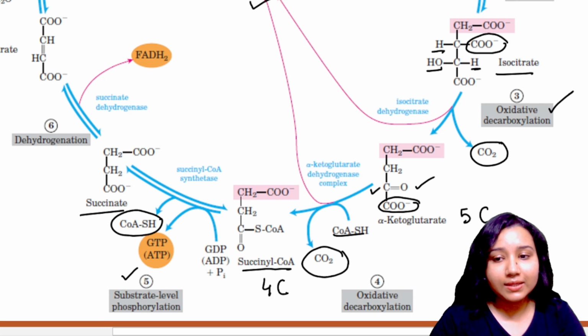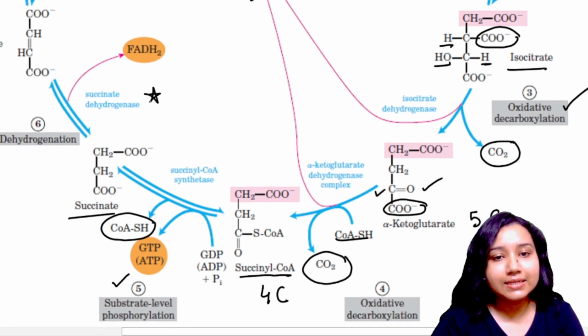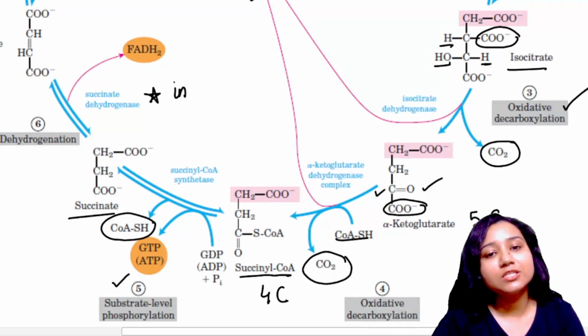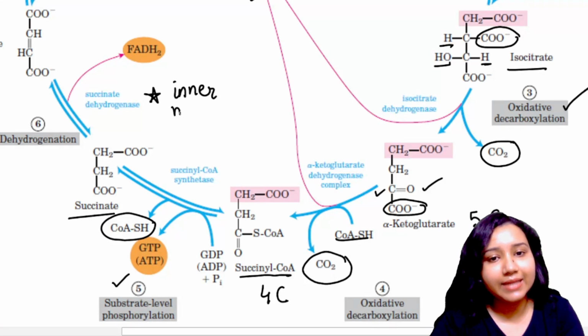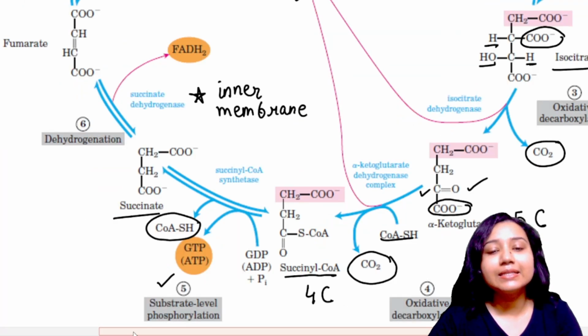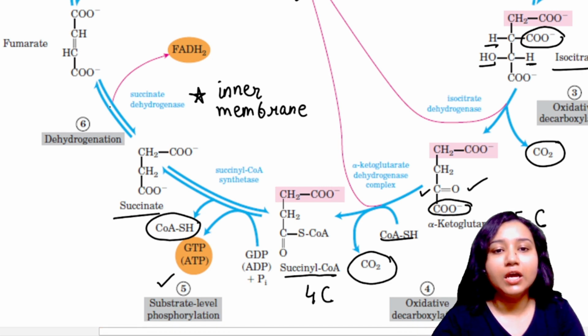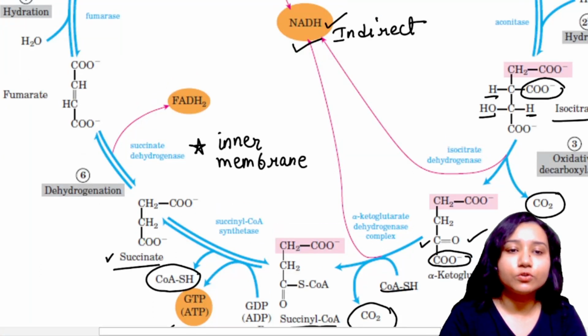But students, one thing is very important that all of you should note, that this succinate dehydrogenase is not present in the mitochondrial matrix, rather it is present in the inner membrane of the mitochondria. Please take a note about it, and we will see that in this dehydrogenation, the succinate dehydrogenase is going to take part, and we will see succinate is going to form fumarate.